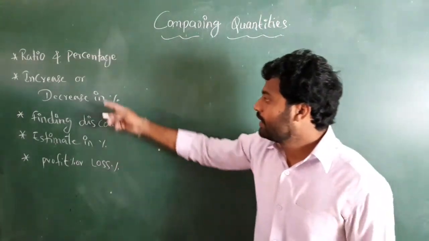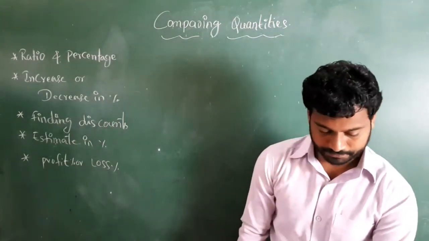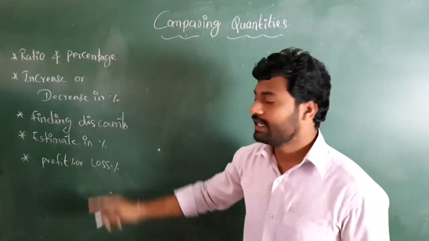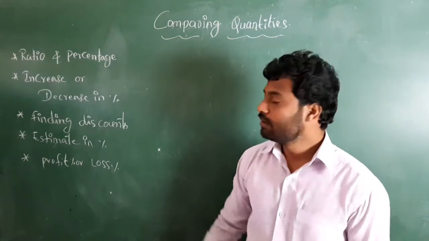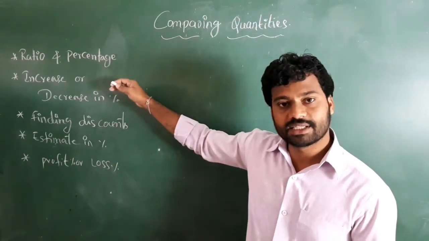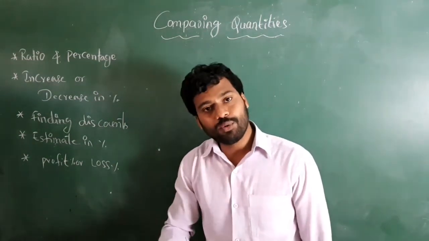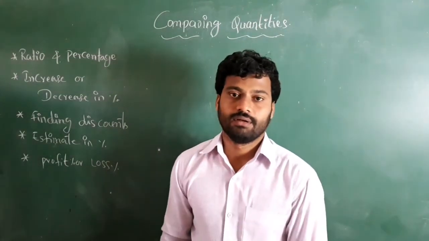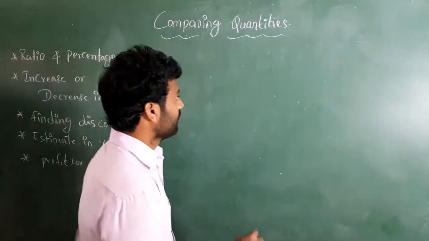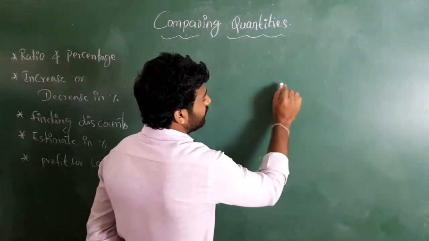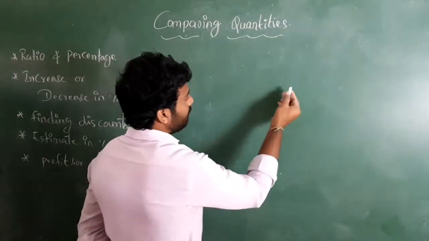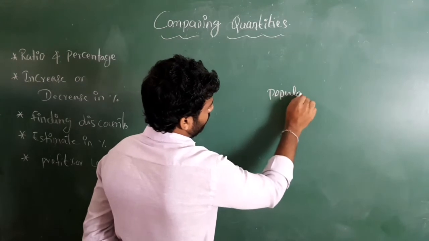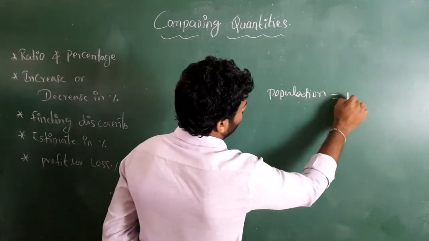So next is increase or decrease in percentage. Either if it is increasing in percentage or decreasing in percentage, how to find the values? If values are increasing, then how to find out? Suppose you see the total population in a village. Now what is the population?